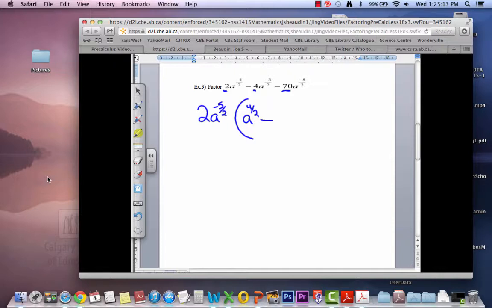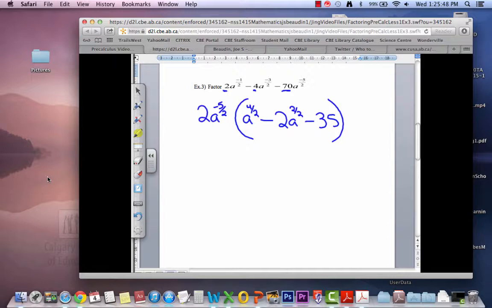Next, I'll have minus 2, because 2 times 2 will give me the 4, and I need a to the 2 over 2. Again, because once I multiply a to the 2 over 2 times a to the negative 5 over 2, it would get me back to what I started with, which was a to the negative 3 over 2. Last piece, minus 35. 35 times 2 is 70. I already took out the a to the negative 5 over 2, and so I can close that bracket.